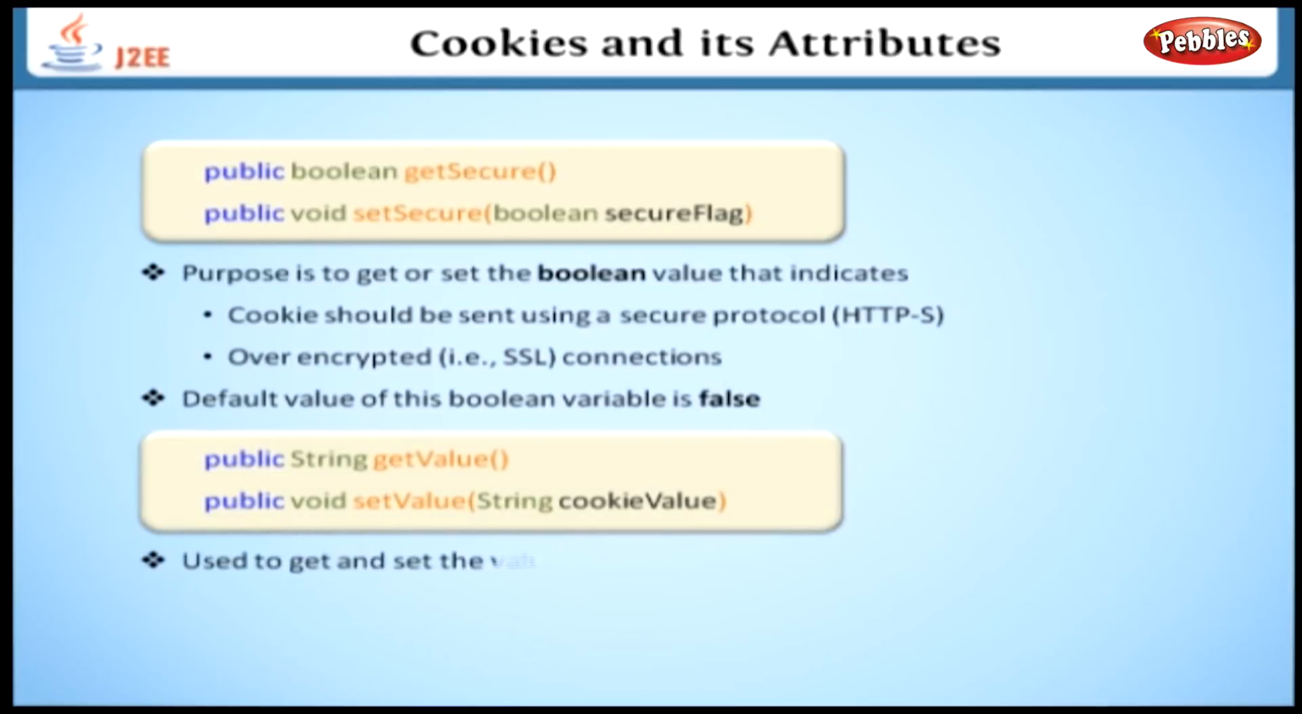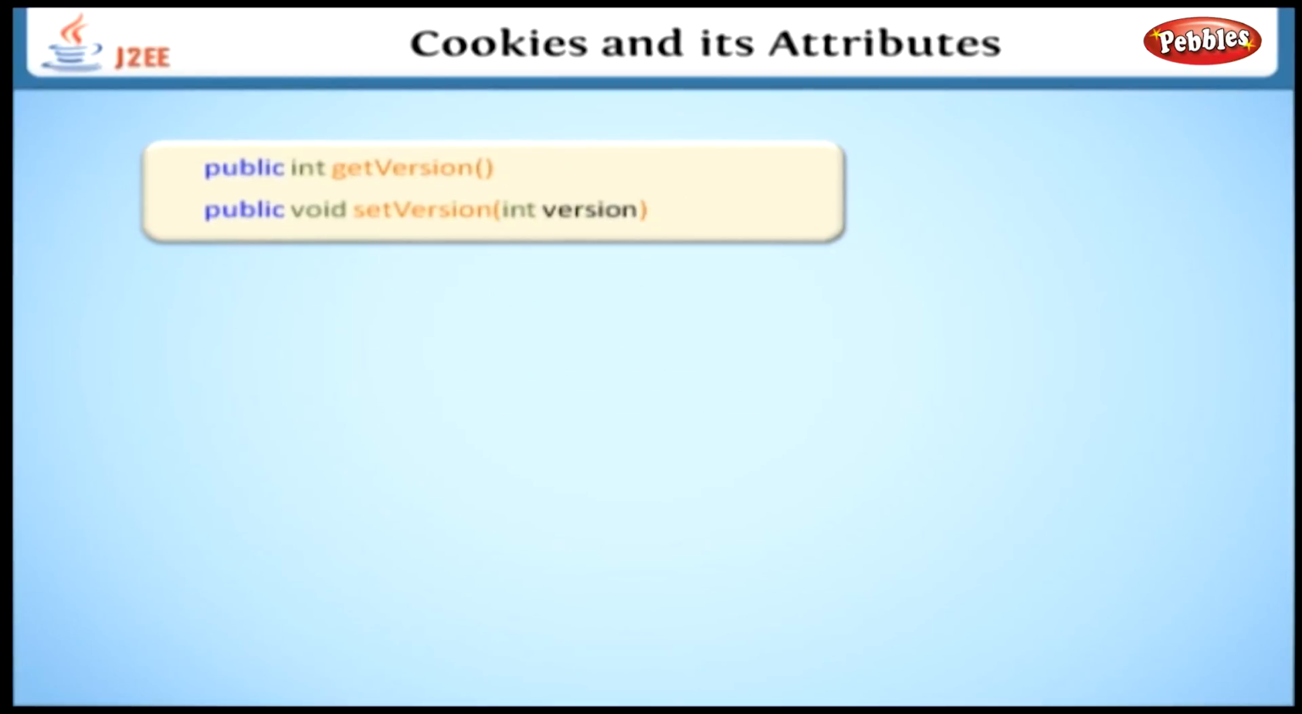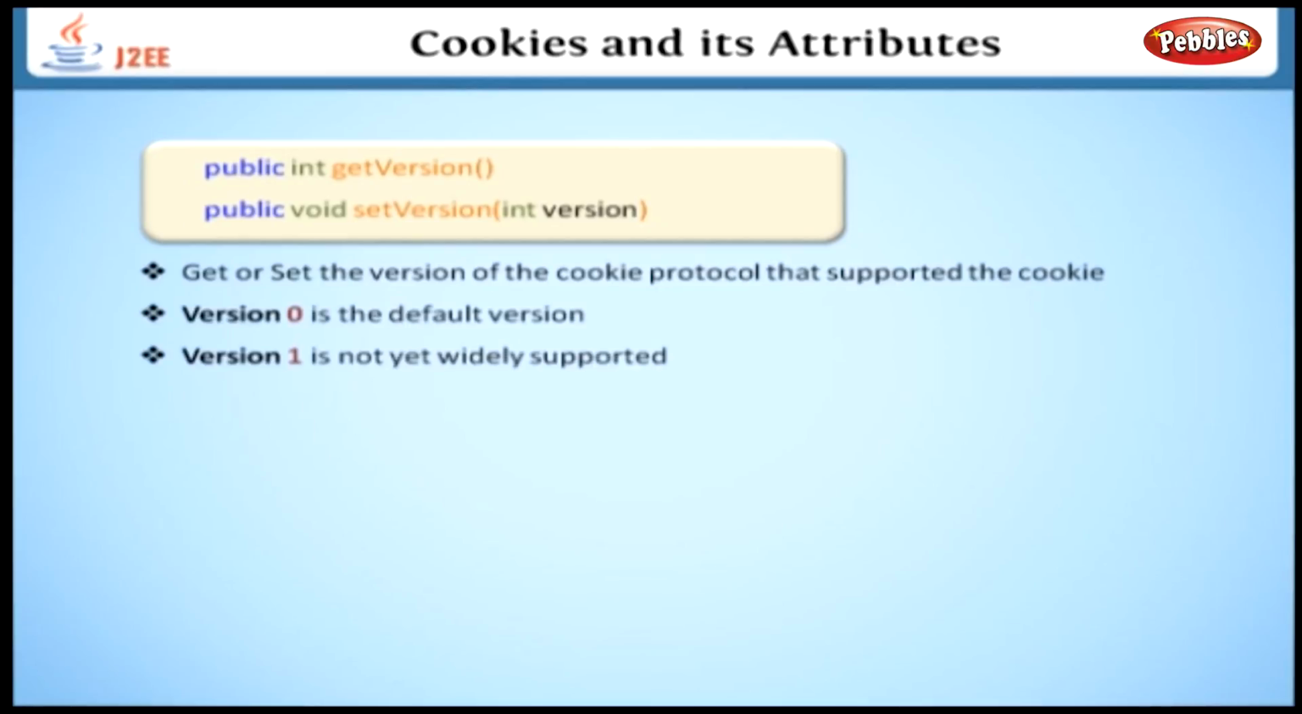This pair is used to get or set the value of a cookie. We had already set the value for a cookie in the constructor itself, so we use the set method rarely. The getValue method is used to retrieve the value of a cookie. We often use this method. These methods get or set the version of the cookie protocol that supported the cookie. Version 0 is the default version. Version 1 is not yet widely supported.